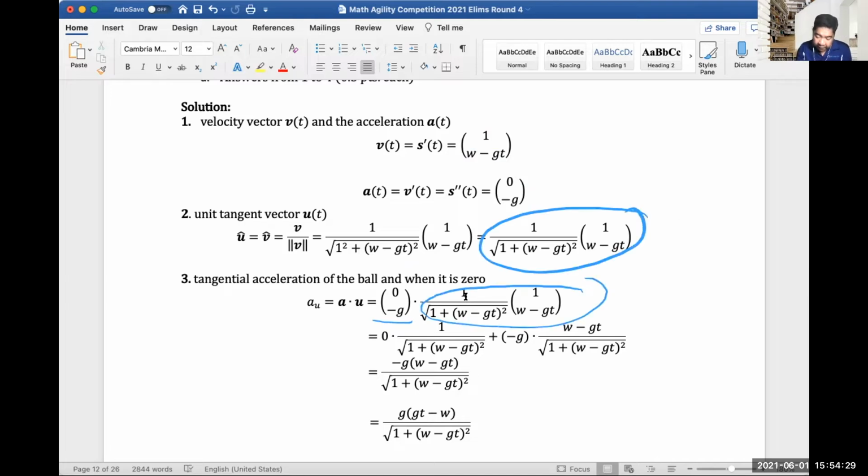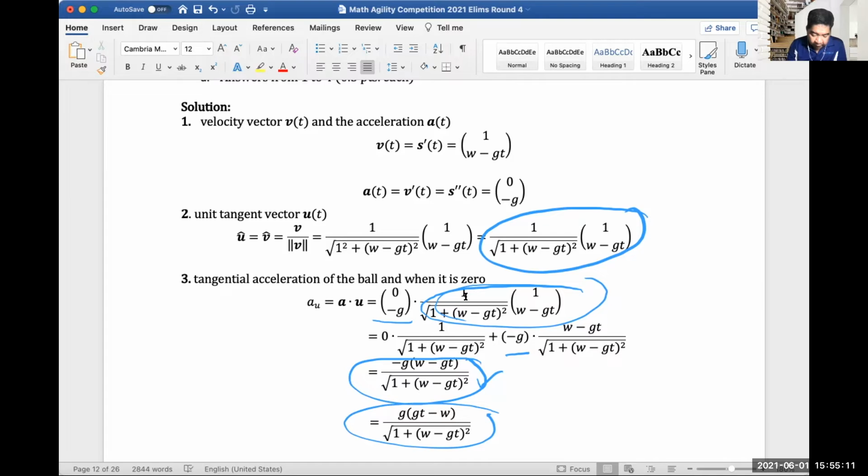So combining them, the first 0 times this would be, of course, 0, and the negative g times this value would be what is left in our answer, right? You can also manipulate this to make it positive if you want to distribute the negative inside the parentheses. So g over (gt minus w) divided by (1 plus (w minus gt)) quantity squared. You can answer this without the negative, or you can also have this answer. Either way you will get 0.5 points.